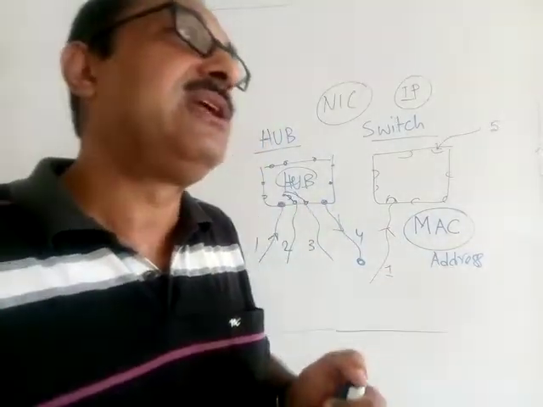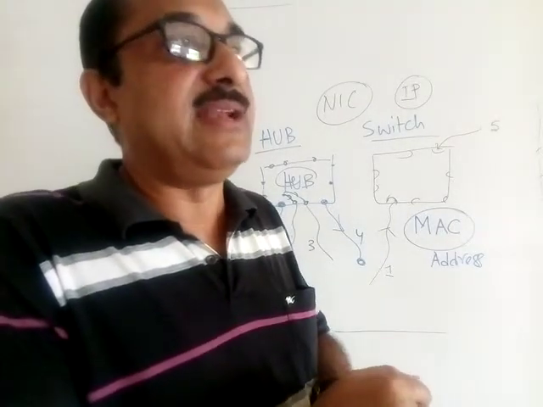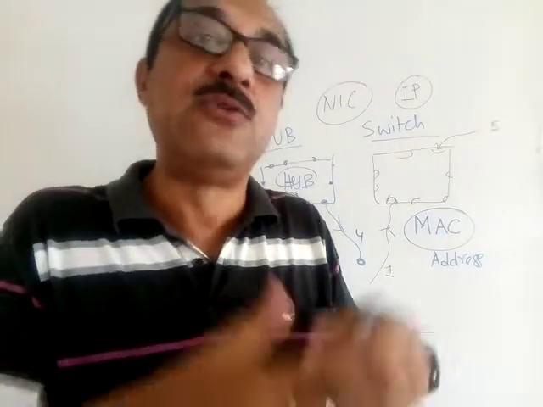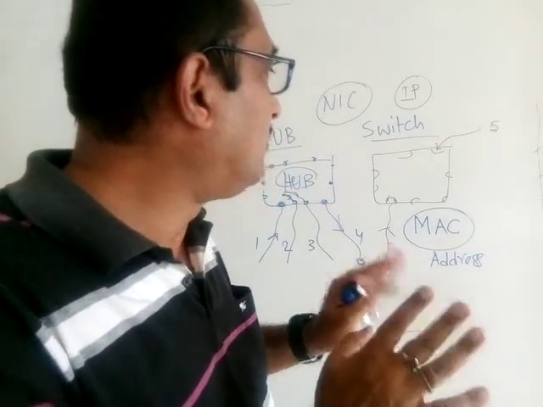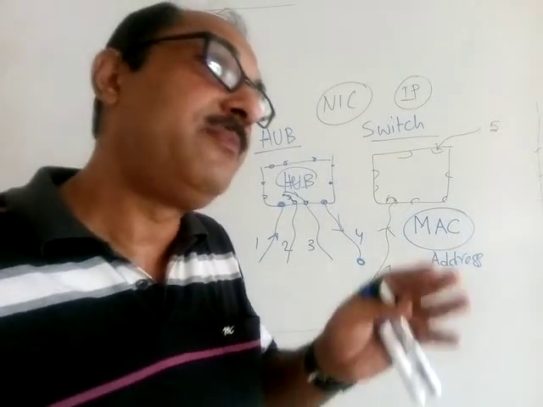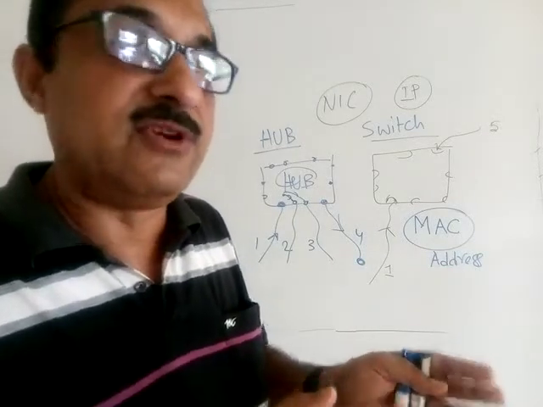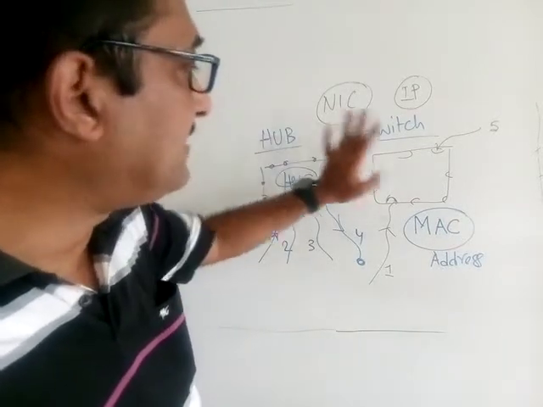What is that IP address? The IP address is called a logical address. It is basically related to a router. So when we discuss the router, we will talk about it. We will see how the IP address and MAC address both play an important role for data communication in a network. So I believe you understood the hub and switch.